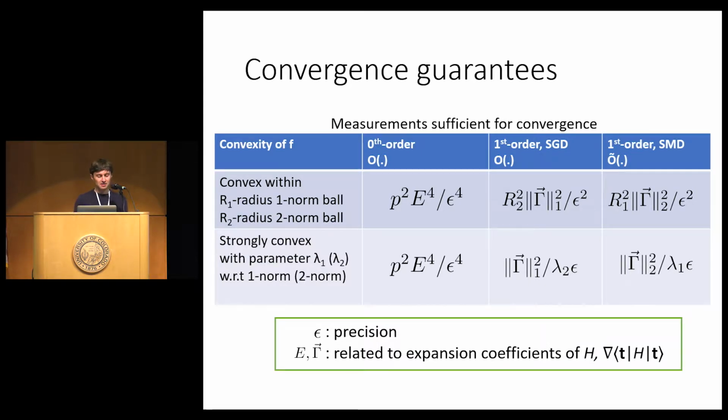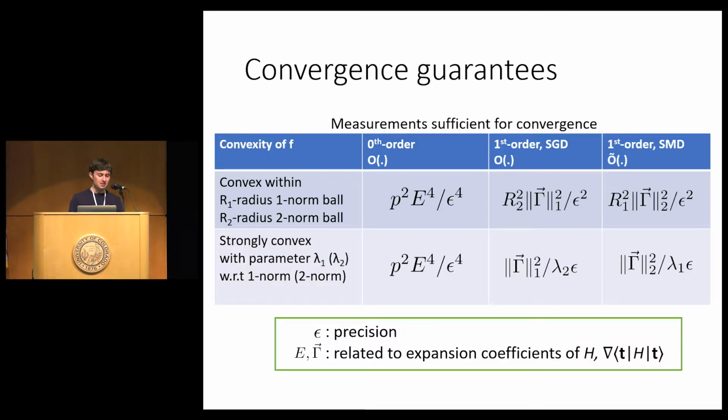Now I'll say a little bit about the convergence guarantees. This table is showing the number of measurements that are sufficient for convergence within some convex vicinity of an optimum. I won't go over this table in detail, but I'll just point out a few features. We obtain upper bounds for both 0th order strategies and first order strategies based on gradient descent and mirror descent with an L1 setup.